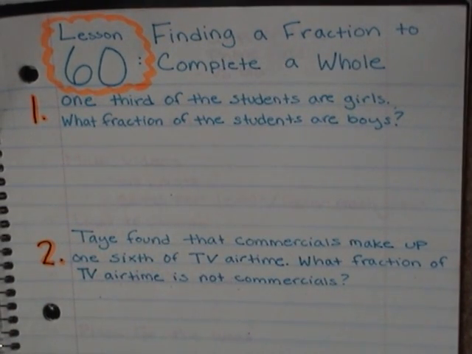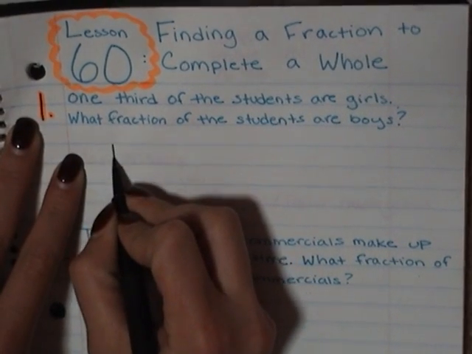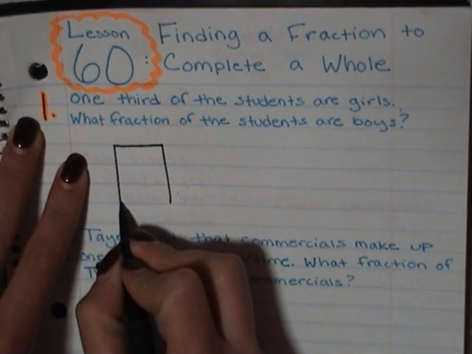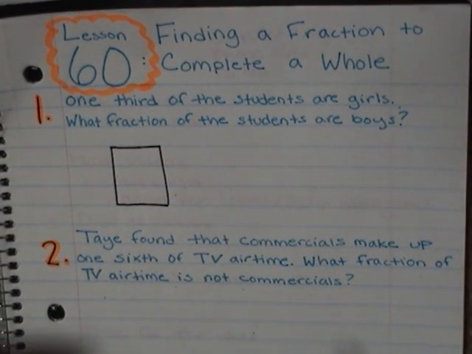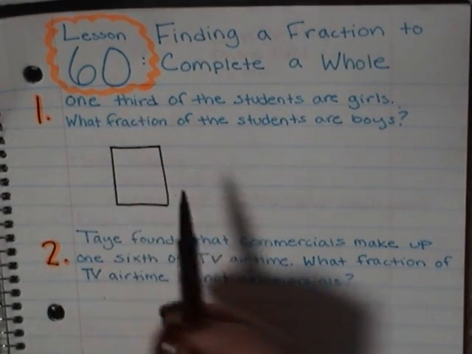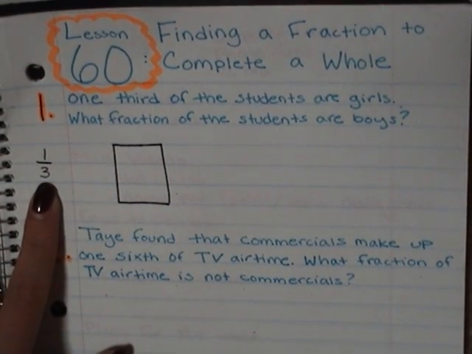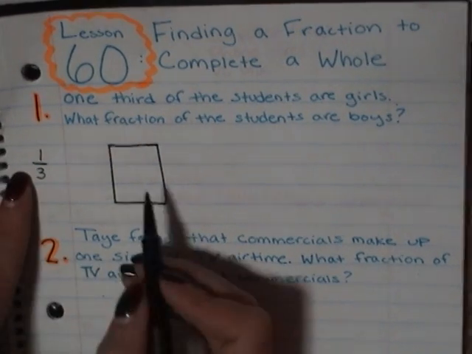So there are a couple ways that we can do this problem, but we are actually going to draw a diagram. So we've done this before. I'm going to draw a rectangle here. And I'm going to divide my rectangle into 3 equal parts. I'm doing this because it says 1/3. And if I have a fraction that looks like 1/3, my denominator is a 3. So I know that this rectangle needs to be out of 3 equal parts.